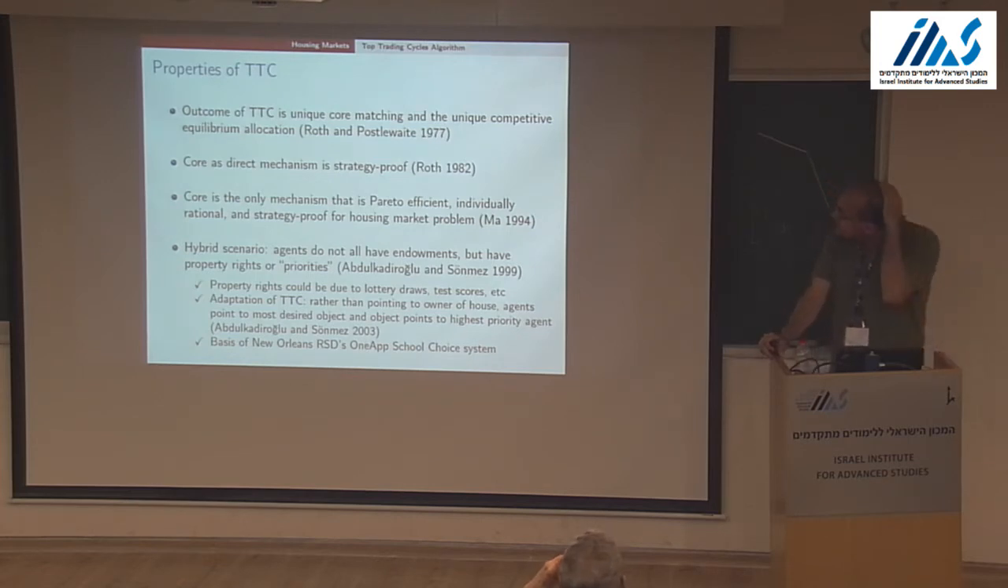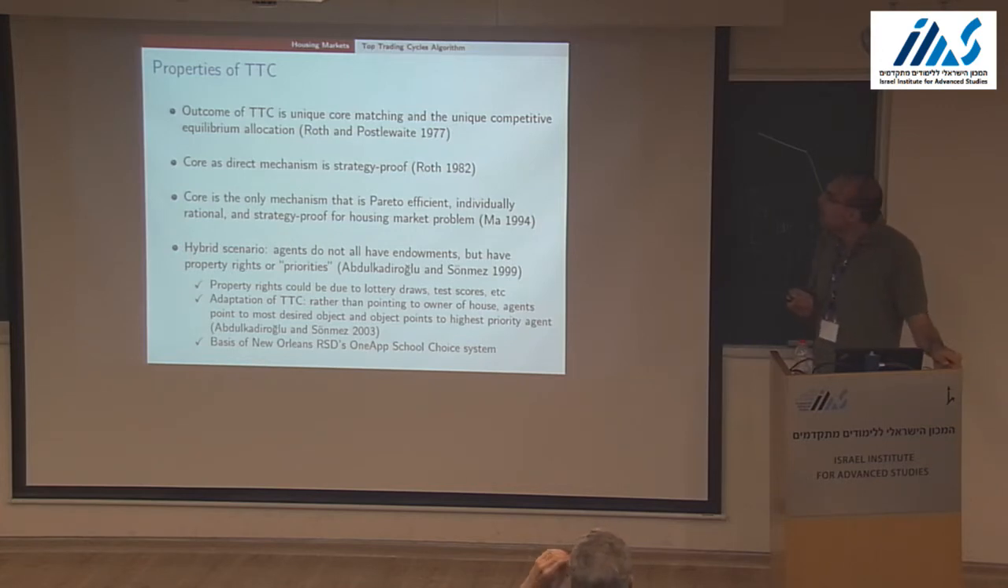And that allows me to deal with a situation where not all agents have endowments, and some houses don't have owners. This basic observation was central to initial proposals for thinking about top trading cycles in environments where there are some priorities. So we start the model where agents may not have an endowment, but there is some existing structure of property rights, like in the case of school allocation.